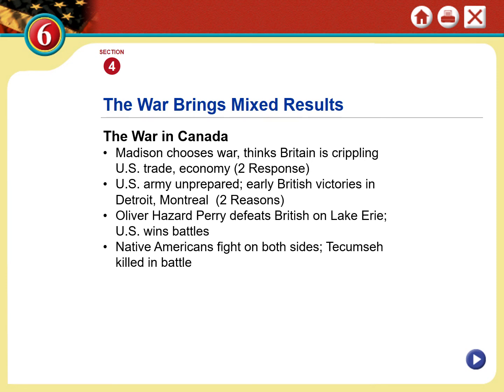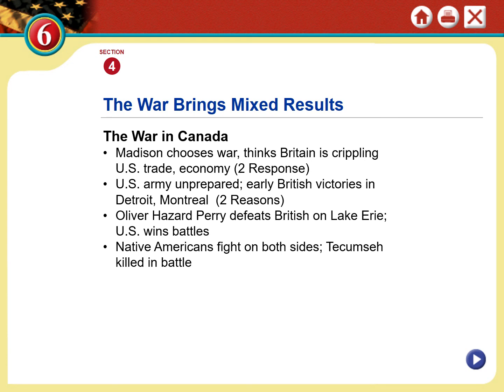So meanwhile, James Madison, President of the United States at this time, chooses war. It is his responsibility, after all, to send soldiers and to give that order. And he did so because he believed that Britain was crippling U.S. trade. And yet, while we had perhaps sound reason for going to war with Britain, we were very unprepared.